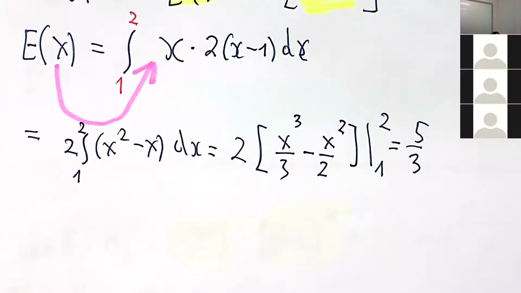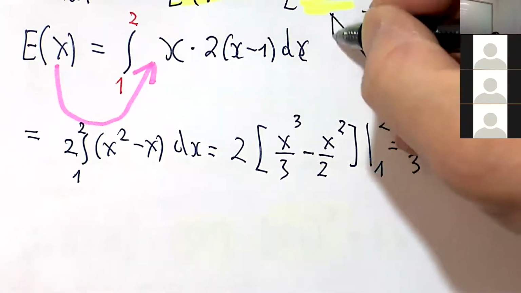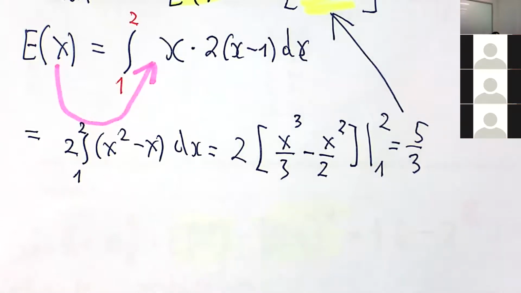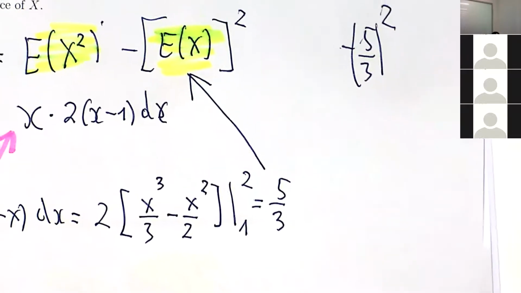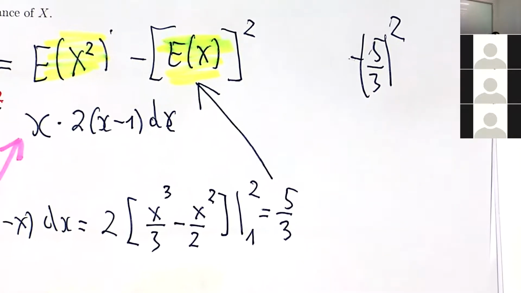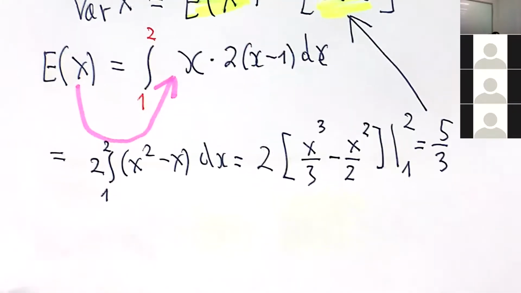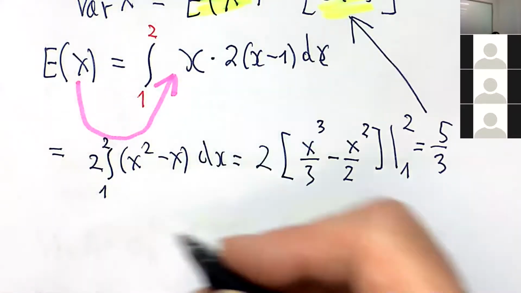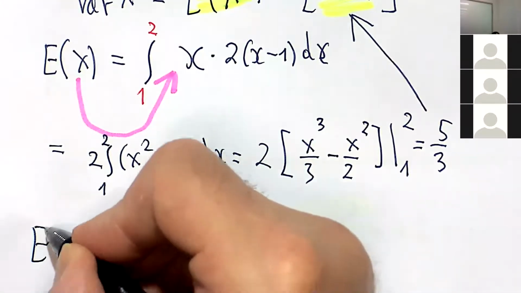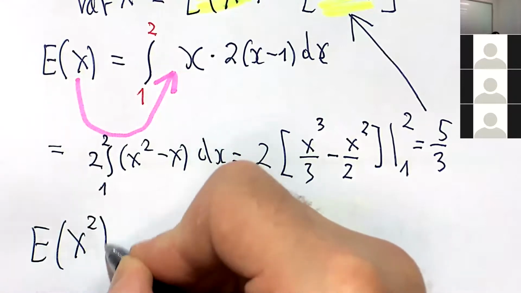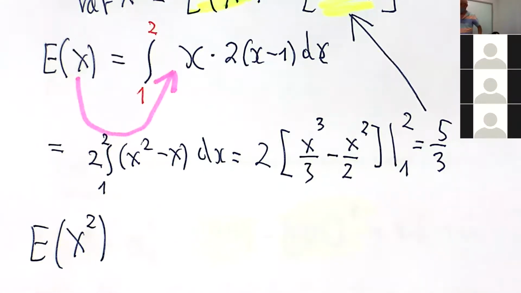All right, so this bit here will be minus 5/3 squared. Now we are looking for the expected value of x squared using the same approach. Expected value of big X squared. Always, when you think about the expected value, please put the capital letter.